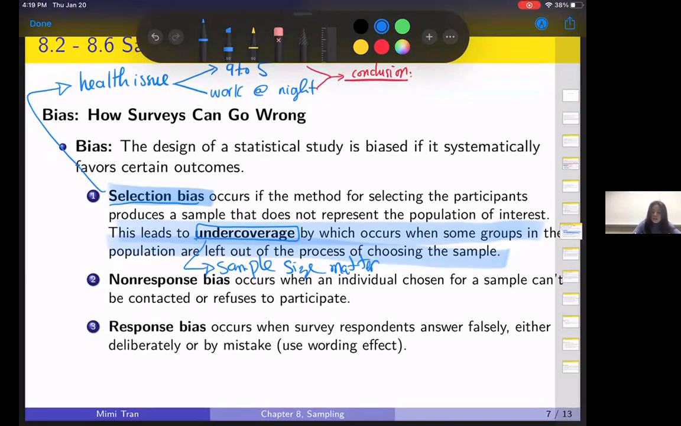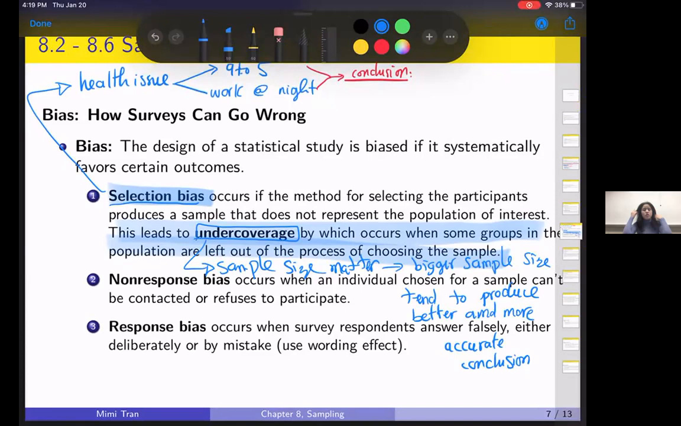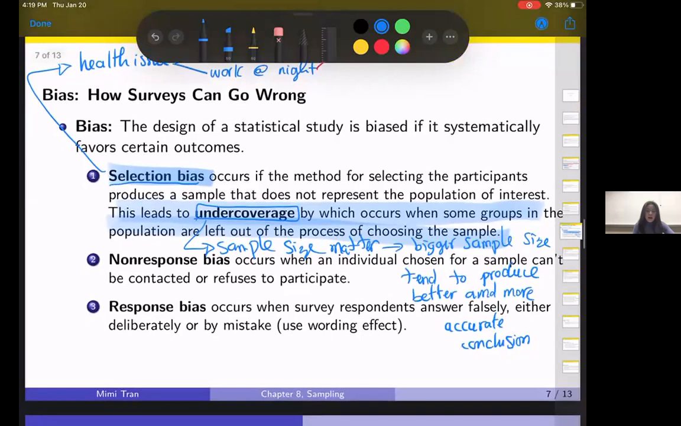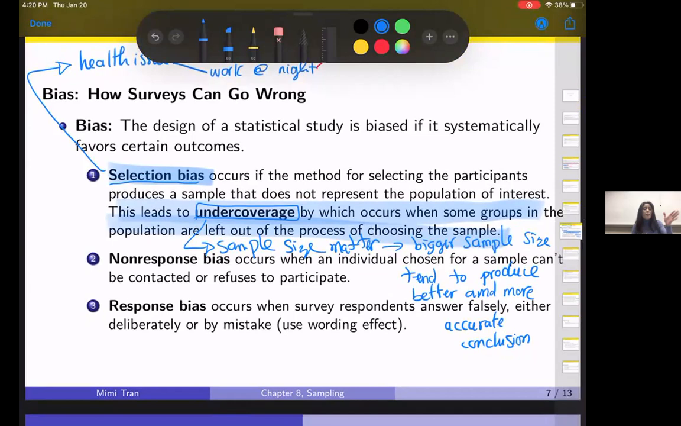So sample size matters. Bigger sample sizes tend to produce better and more accurate conclusions. A lot of the time in this chapter I'm just talking, explaining what each of the sampling types is. It's not much numbers involved. Now, it's not always true. It doesn't mean that a bigger sample size will always give a better result, but most of the time that's how it happens. It's not 100% all the time, but 95 out of 100, a bigger sample size will produce a better result.